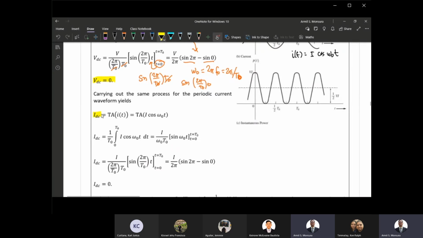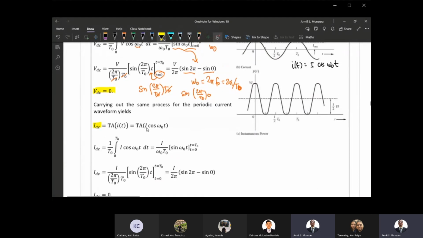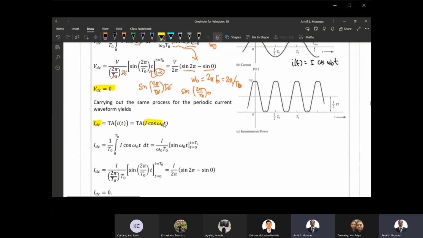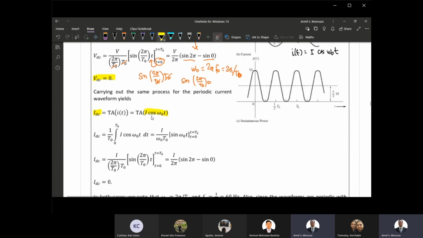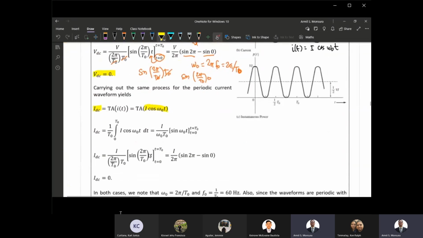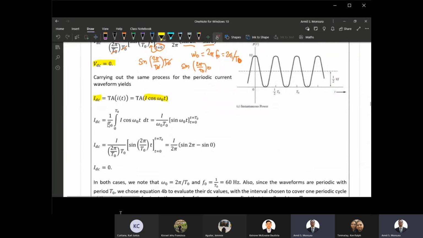So we do that also for the current to compute for the DC value of the current. So again, your current here is I times cosine omega OT. So ito yun. Again, waveform. This is periodic. So yung time average operator natin that we will use is yung form ng equation 3, this one. Okay, where the periodicity of the waveform is T0, and the periodic cycle is within 0 and T0.